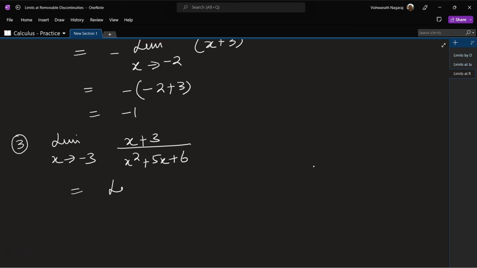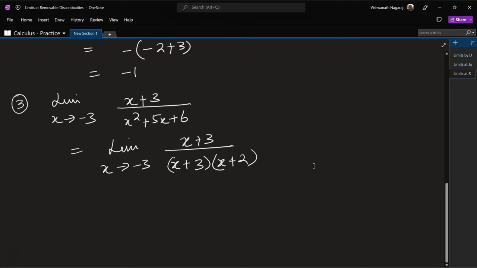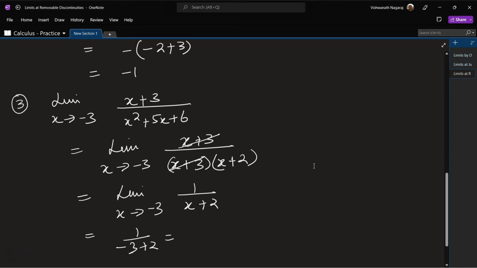So let's simplify this. Limit as x approaches minus 3 of x plus 3 by, again we factorize the denominator, x plus 3 times x plus 2, and now x plus 3 cancels, and we can write this as limit as x approaches minus 3 of 1 by x plus 2. And now we can do substitution. 1 by minus 3 plus 2 is equal to 1 by minus 1, which is minus 1.